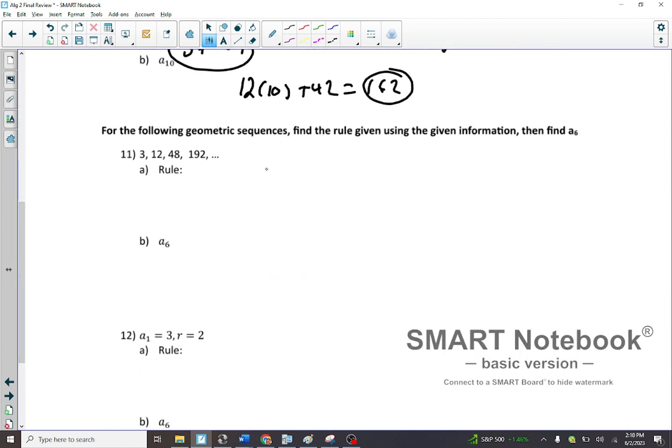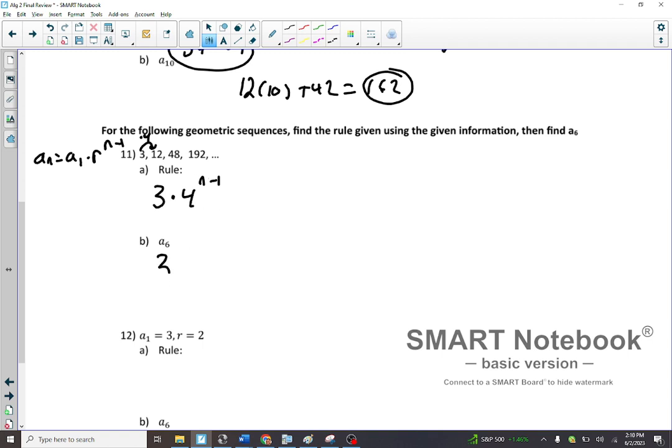Next one, for the geometric sequence, find the rule. So this one, I'm multiplying by 4 each time. So the rule is the first term, 3. The general rule is an equals a1 times r to the n minus 1. So in this case, a1 is 3, r is 4, n minus 1. That's my rule. No need to simplify that.